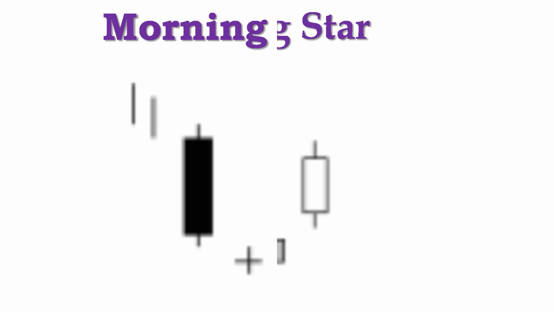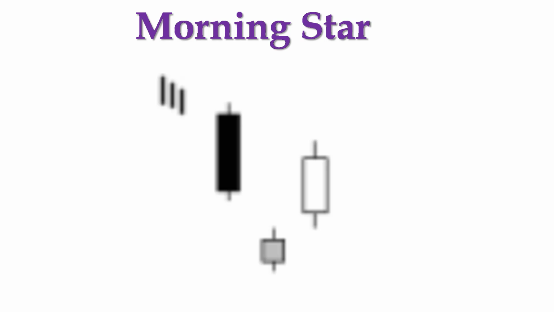Next candlestick pattern, morning star. A 3-day bullish reversal pattern consisting of 3 candlesticks: a long-bodied black candle extending the current downtrend, a short middle candle that gapped down on the open, and a long-bodied white candle that gapped up on the open and closed above the midpoint of the body of the first day.